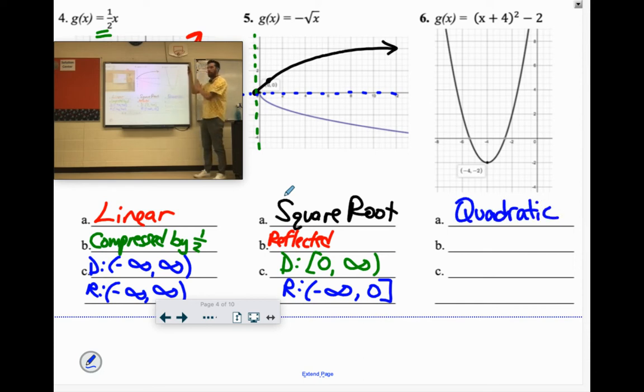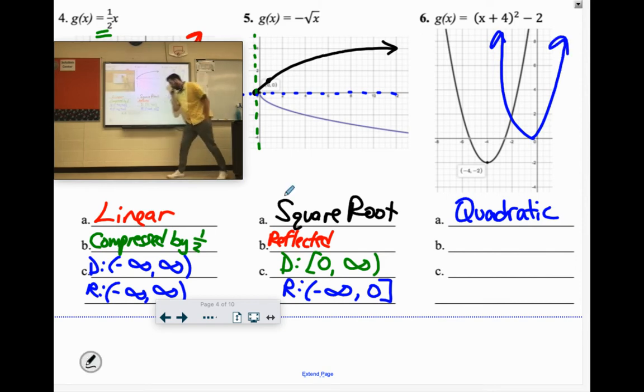Right, because you have the parabola. How's it shifted from a normal quadratic function? I would say the best bet for that is to look at the vertex of it. It's usually at 0, 0. Here it's at -4, -2. So it's shifted left 4 and down 2.